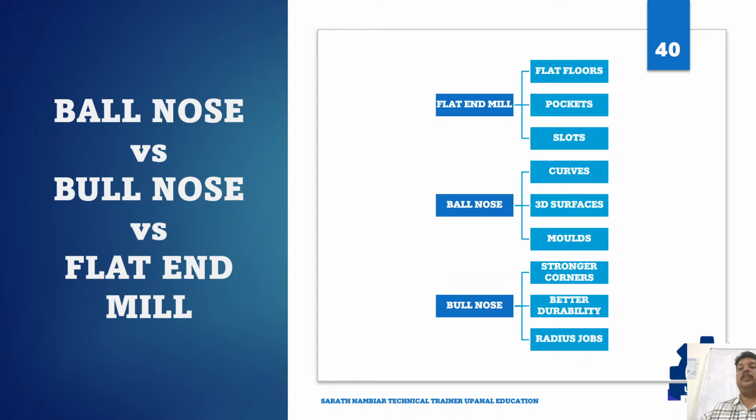If sharp corner geometry is needed, a flat tool may be necessary. If curved geometry is needed, ball nose is ideal. If durability and corner strength matter, bull nose can be an excellent choice. Choosing among these three tools correctly can solve many daily machining problems.